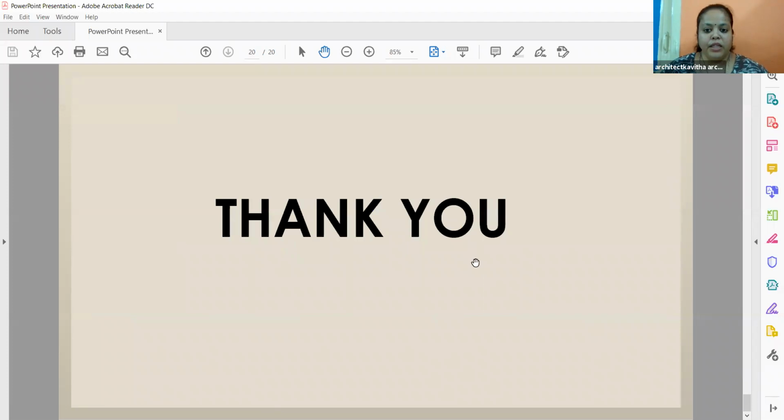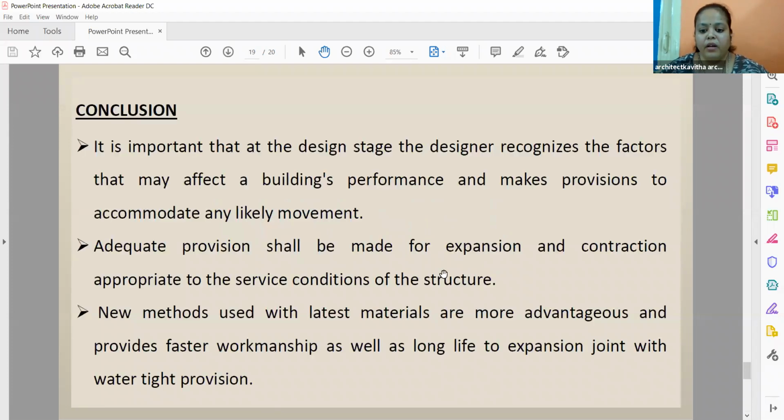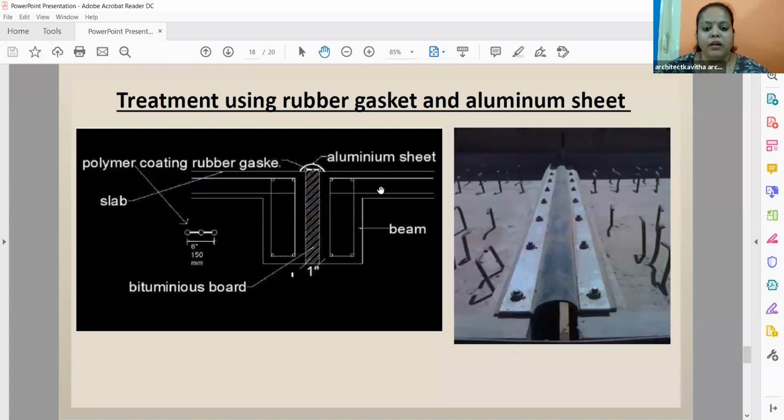So that's it for today's class. Today's class is just about expansion joints. Wednesday I am taking the class on construction joints. So in continuation to this, we will have construction joints. Expansion joints and construction joints are almost the same chapter, but I wanted to separate them so that expansion joints are given only in long buildings where gaps are required.